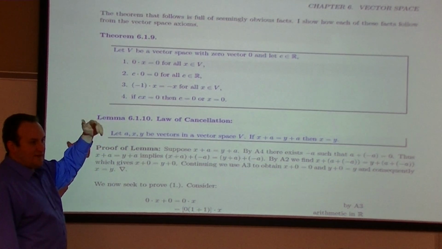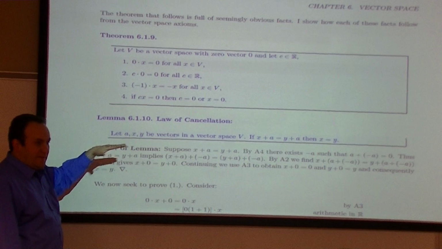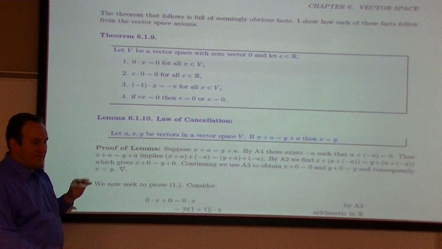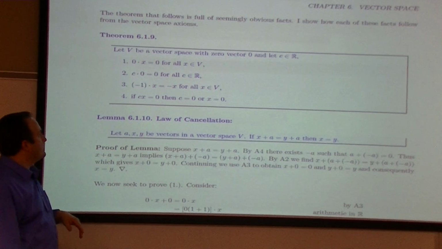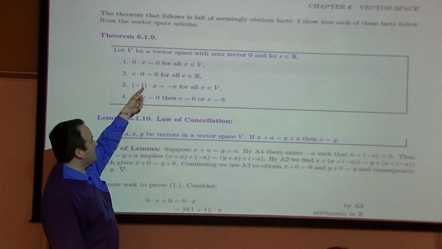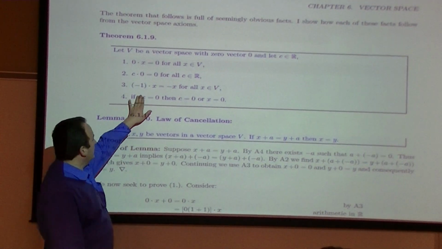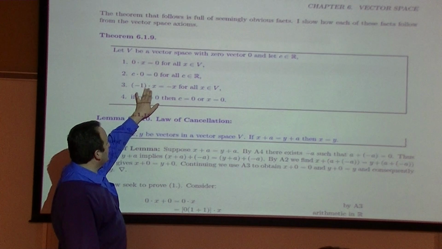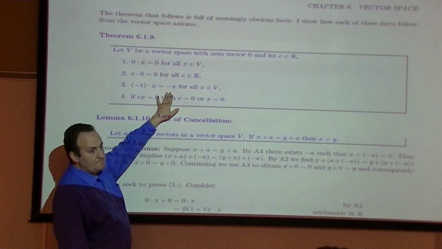You're like, well, it doesn't have to be that way. I'm telling you, we can prove that point by point in the axioms. So if you have the axioms, you get these things without any additional assumptions. Any scalar times the 0 vector is the 0 vector. Minus 1 times a vector is equal to the additive inverse of the vector.